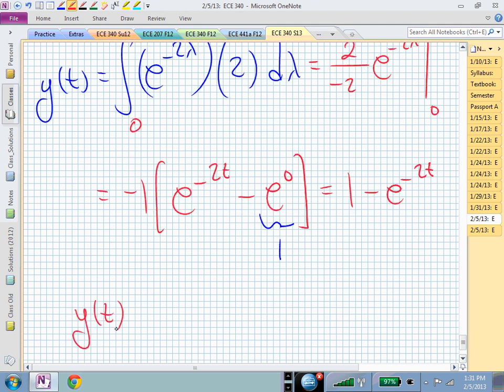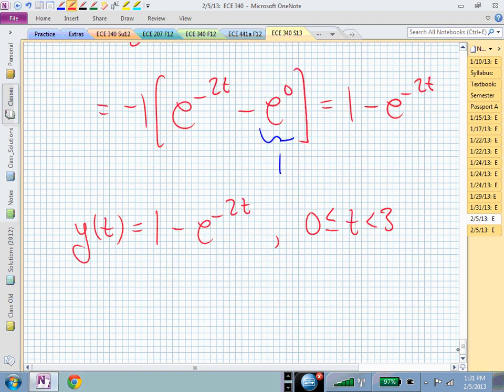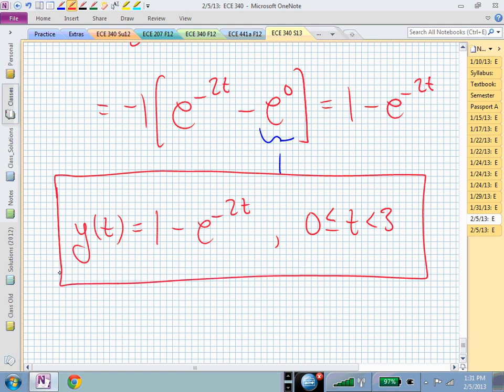Now I know that the output response is that functional form that I just integrated over that interval of time when that overlap pattern was true. And that was when t was between 0 and 3. This was the functional form. And does this make sense?